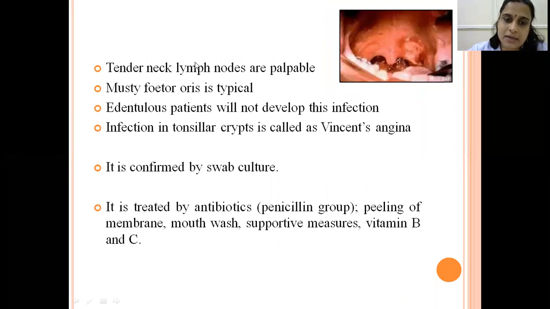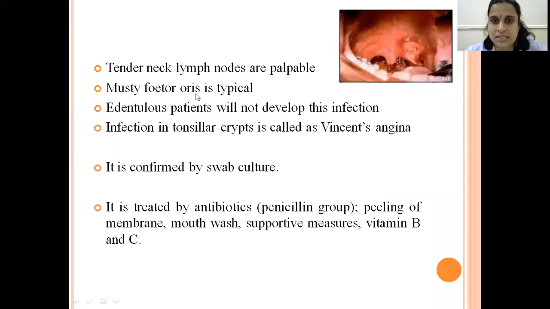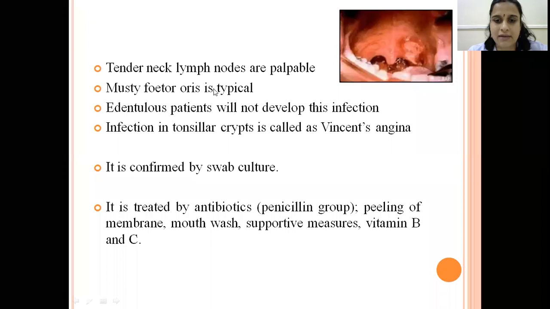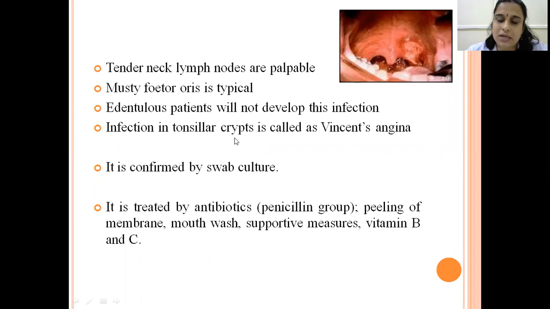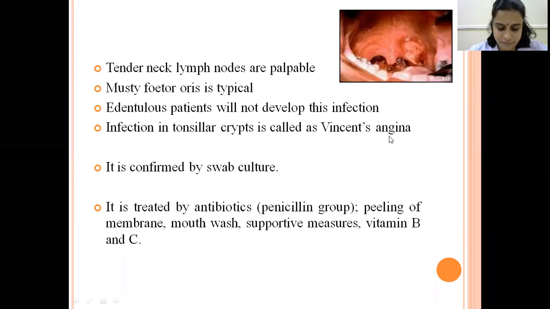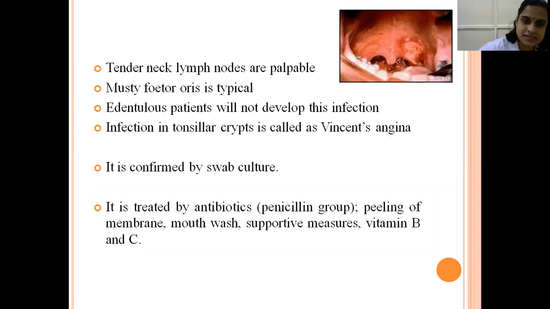Next, since it is an extensive disease, there is definitely involvement of the regional neck cervical lymph nodes. They are palpable and may be tender. Again, important, fetor oris or musty smell from the mouth is quite typical. This is a disease of the gums, so edentulous patients will not usually have this infection. When this infection involves the tonsillar crypts, it is called Vincent's angina. This is usually seen in smokers and also in patients under severe stress.